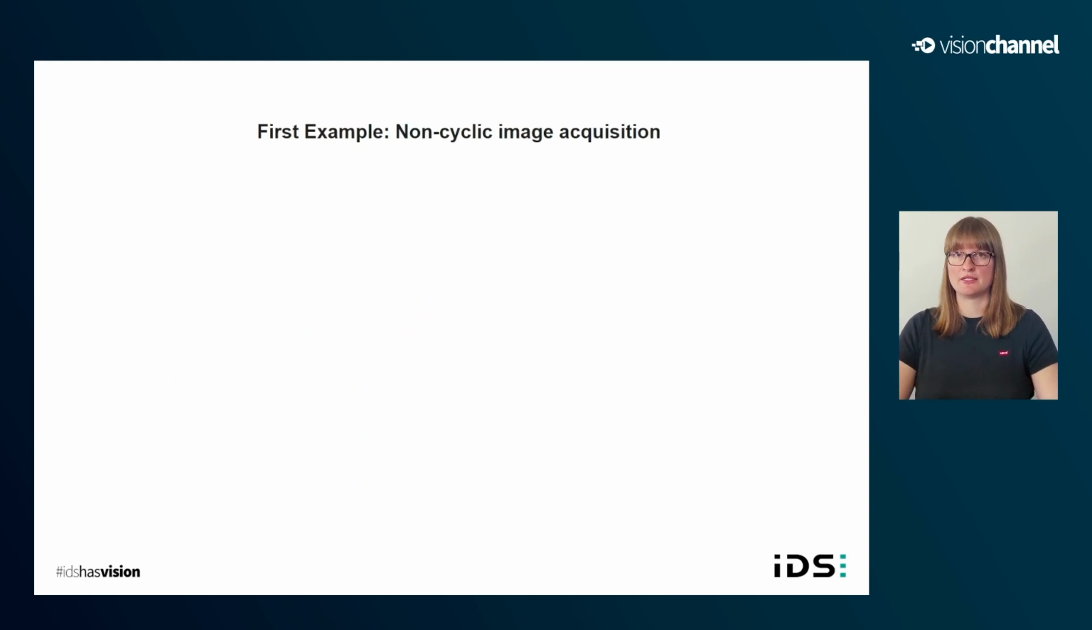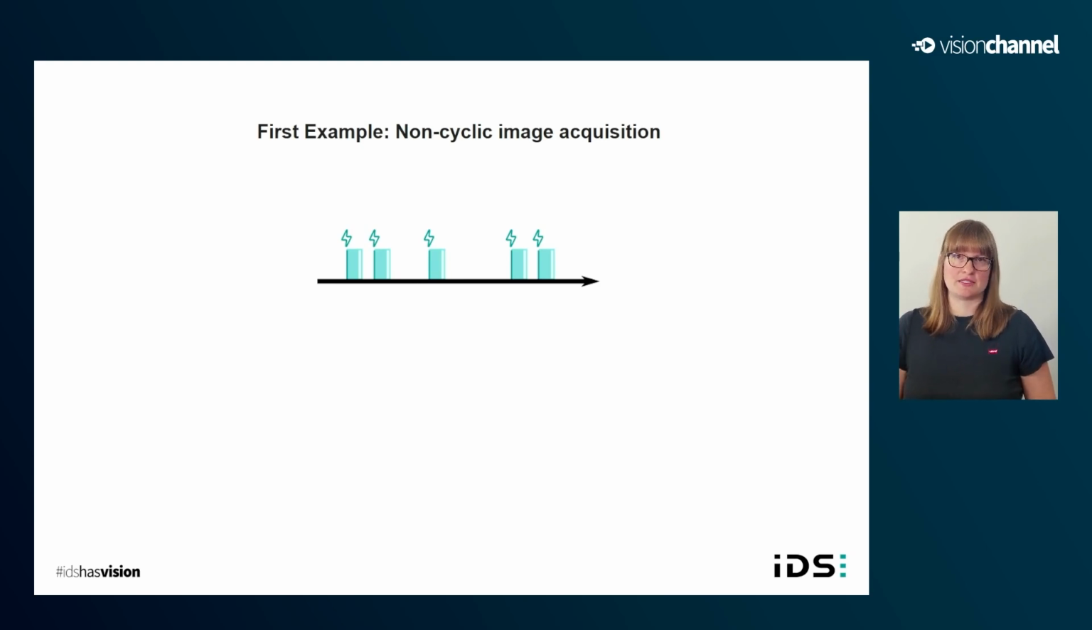One of the most common and also simplest use cases is a non-cyclic image acquisition. For example, different types of parts are transported on a conveyor belt. A light barrier triggers the image acquisition of the parts to read out barcodes for part identification purposes. So, what are our requirements and boundary conditions for this use case? Non-cyclic trigger signals occur as a result of different parts and distances. The trigger signal, so the trigger source, can be a hardware or a software trigger, for example.